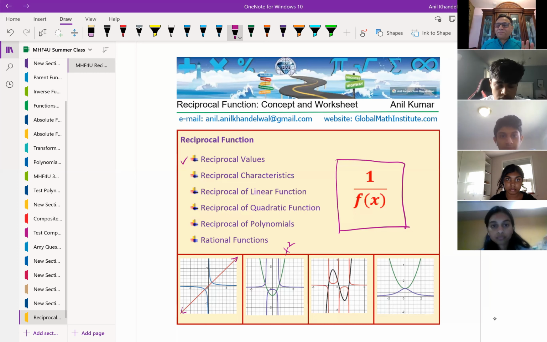Clear? It also means that if the graph is positive, in that case the reciprocal will also be positive. As you can see in quadrant 1, both the function and its reciprocal are there. Both are positive. Is that clear to you? Similarly, if the function is negative, then its reciprocal will also be negative. That means both of them will be in quadrant 3. You get the idea?